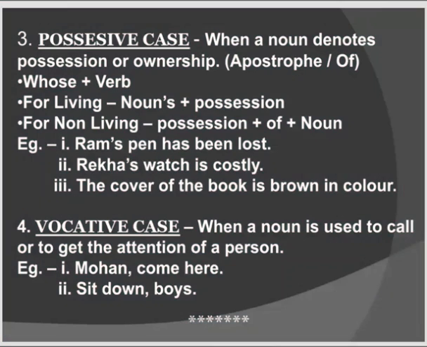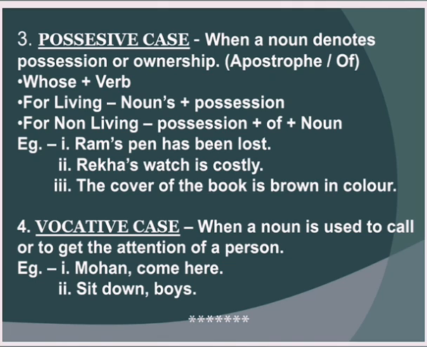Ram's pen has been lost. Whose pen? Ram's pen. The pen belongs to Ram. Can you see the sign between Ram and S? That is called apostrophe. Whenever we see such kind of an apostrophe sign, we understand that it is a possessive case noun. The cover of the book is brown in color. The book's cover is brown in color. Again, the cover belongs to the book, which is brown in color.